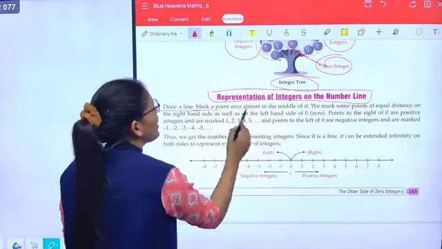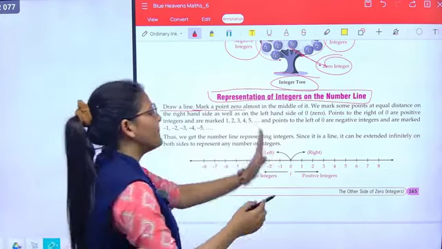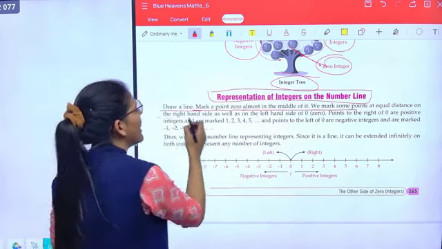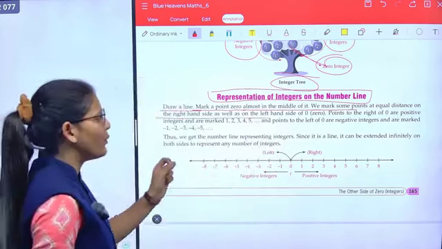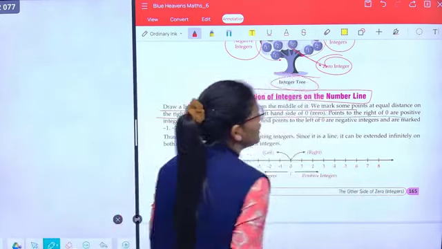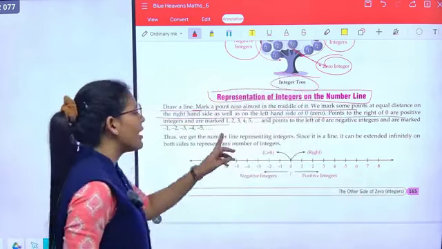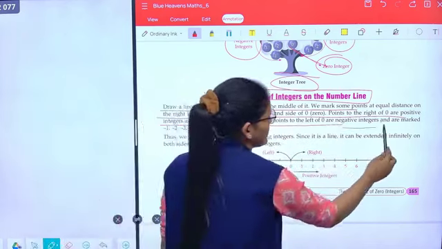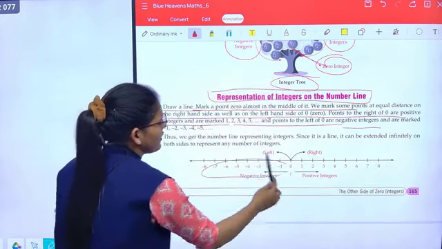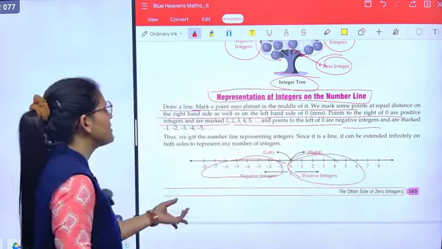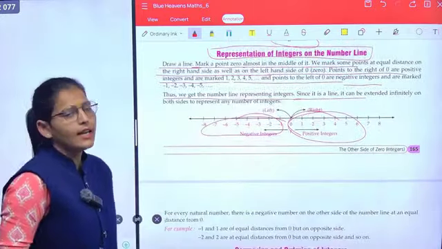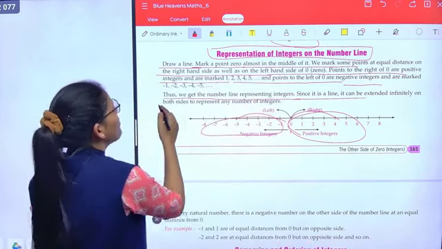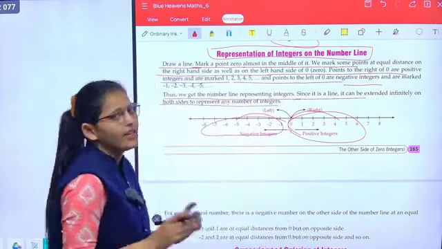Draw a line, mark a point 0 almost in the middle of it. We mark some points at equal distance on the right hand side as well as on the left hand side of 0. Points to the right of 0 are positive integers and are marked 1, 2, 3, 4, and points to the left of 0 are negative integers. Thus, these are negative and these are positive. Understand class? Thus, we get the number line representing integers. Since it is a line, it can be extended infinitely on both sides to represent any number of integers.